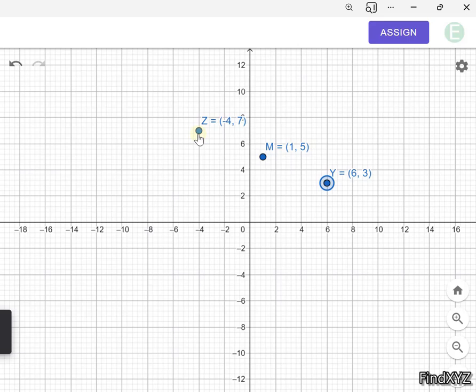Alright, so we have our points Z and Y and the midpoint as M. So let's draw a line to connect these 2 points. So you realize that this is the midpoint. Now we are saying that the midpoint divides a line into 2 equal parts. So let's measure the distance from the midpoint to Y and then also from the midpoint to Z. From the midpoint to Y is giving us 5, and from the midpoint to Z is also giving us 5. Alright, so that is how the midpoint works.